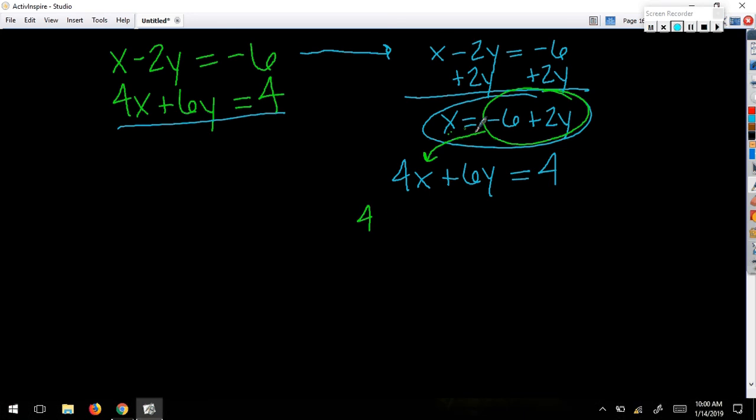This says that anywhere you see an x, you can replace it with negative 6 plus 2y. Whatever variable it equals, that's the one you're going to replace.